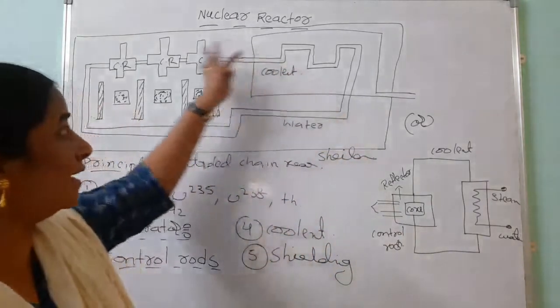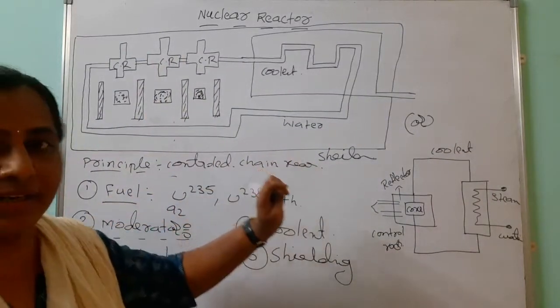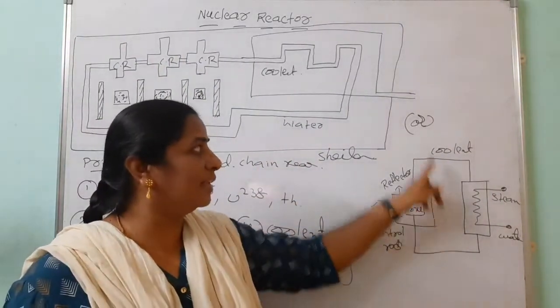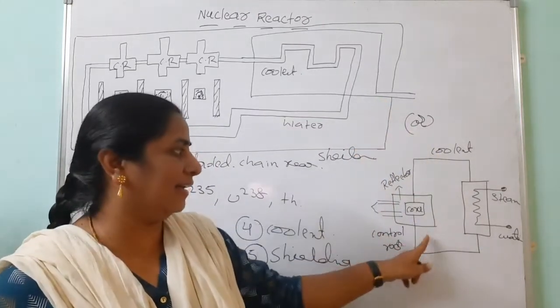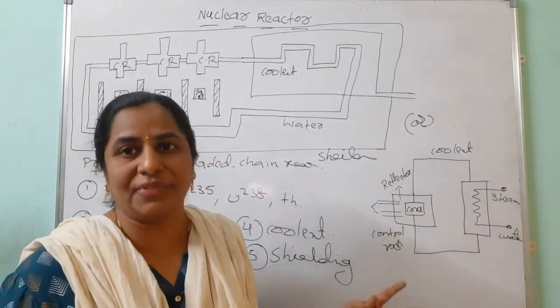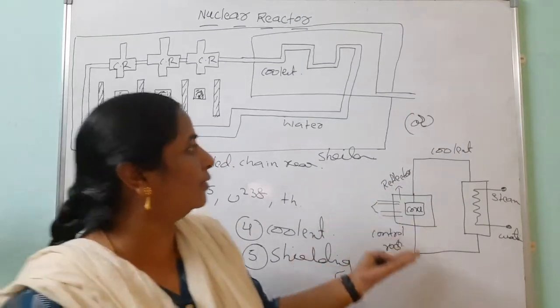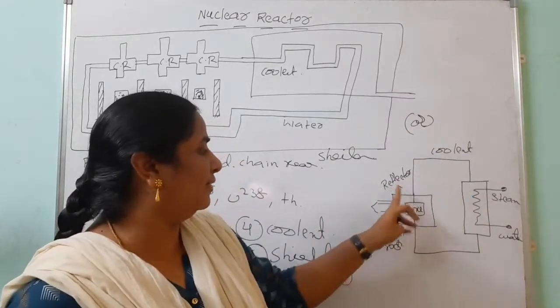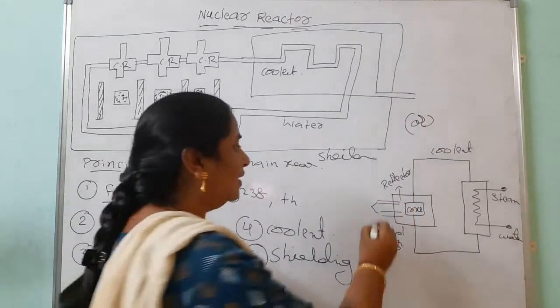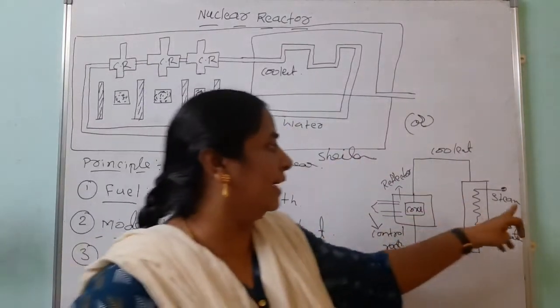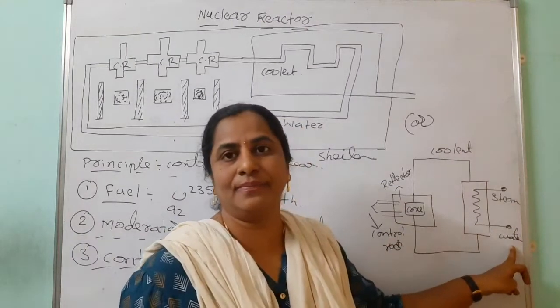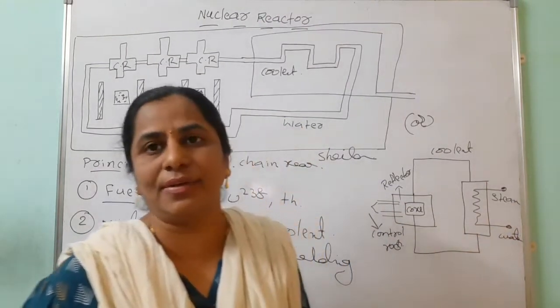So from this diagram we can easily understand. And one more diagram you can see, during the exam you can follow either this diagram or this diagram. Look, it's very small, but we can understand by drawing. This is the coolant, reflector, control rods. These are the control rods. This is the core part, and steam and water. So this is about the nuclear reactor.